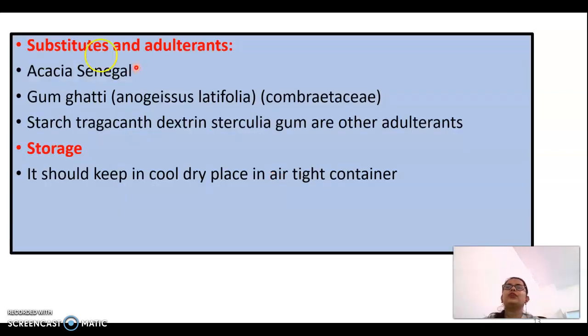Now the substituents and adulterants. I have sorted it out directly, which will help you write in the exam. The substitute category: Acacia senegal, gum ghatti. Starch, tragacanth, dextrin and sterculia gum are the other adulterants. For storage, keep in a cool, dry place in an airtight container. So this is very important for Indian acacia.